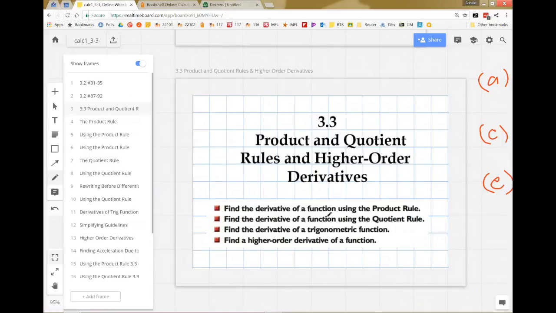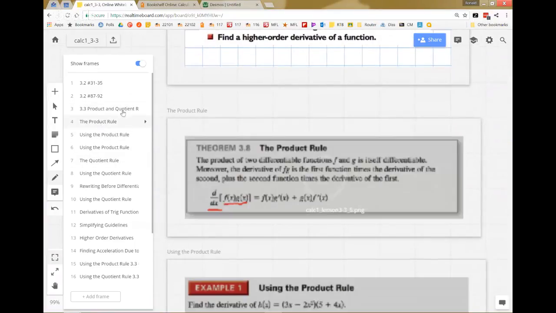Find the derivative of a function using the product rule. Secondly, find the derivative of a function using the quotient rule. I know you don't know what those 2 rules are yet. Third, finding the derivative of a trig function. We've already done some of those, but now we can do some new ones. And we may not have time for this last one today, but finding a higher order derivative of a function. All right, so first of all, let's look at the product rule.